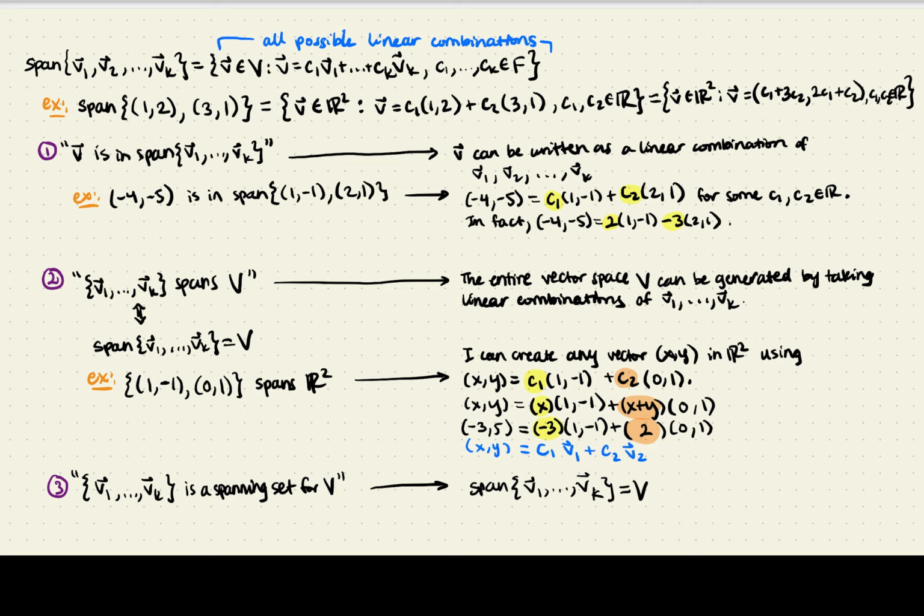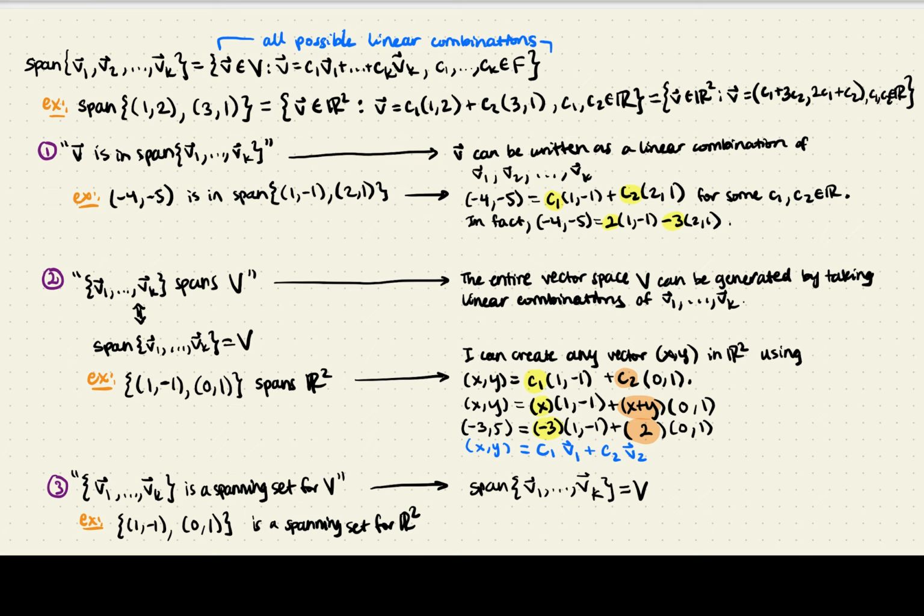So using our previous example, and I'll kind of rework it here, we saw that this set, (1, -1) and (0, 1), spans R2. That's like the verb, that's what it's doing. The description of the set is that it is a spanning set of R2. So we can say (1, -1), (0, 1) is a spanning set for R2.